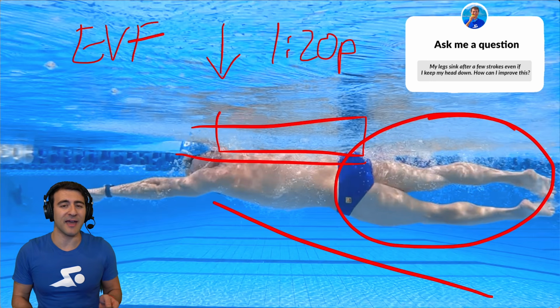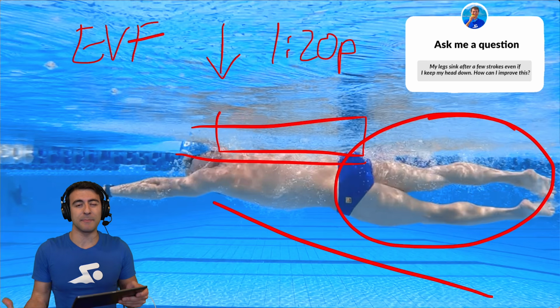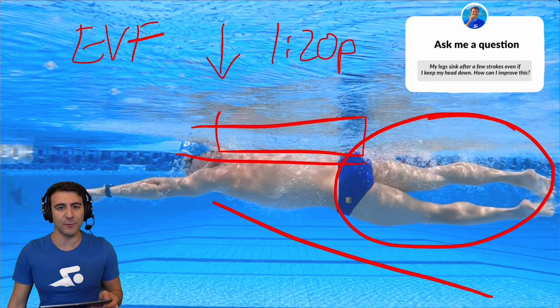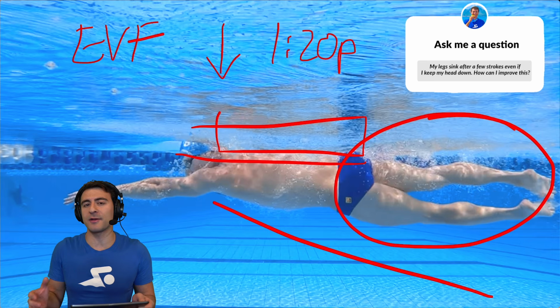They even have, for the men, a jammer that actually has the pull buoy built into it. Very common in the triathlon world. So if you want to check those out, those are actually good, and it's not a crutch.